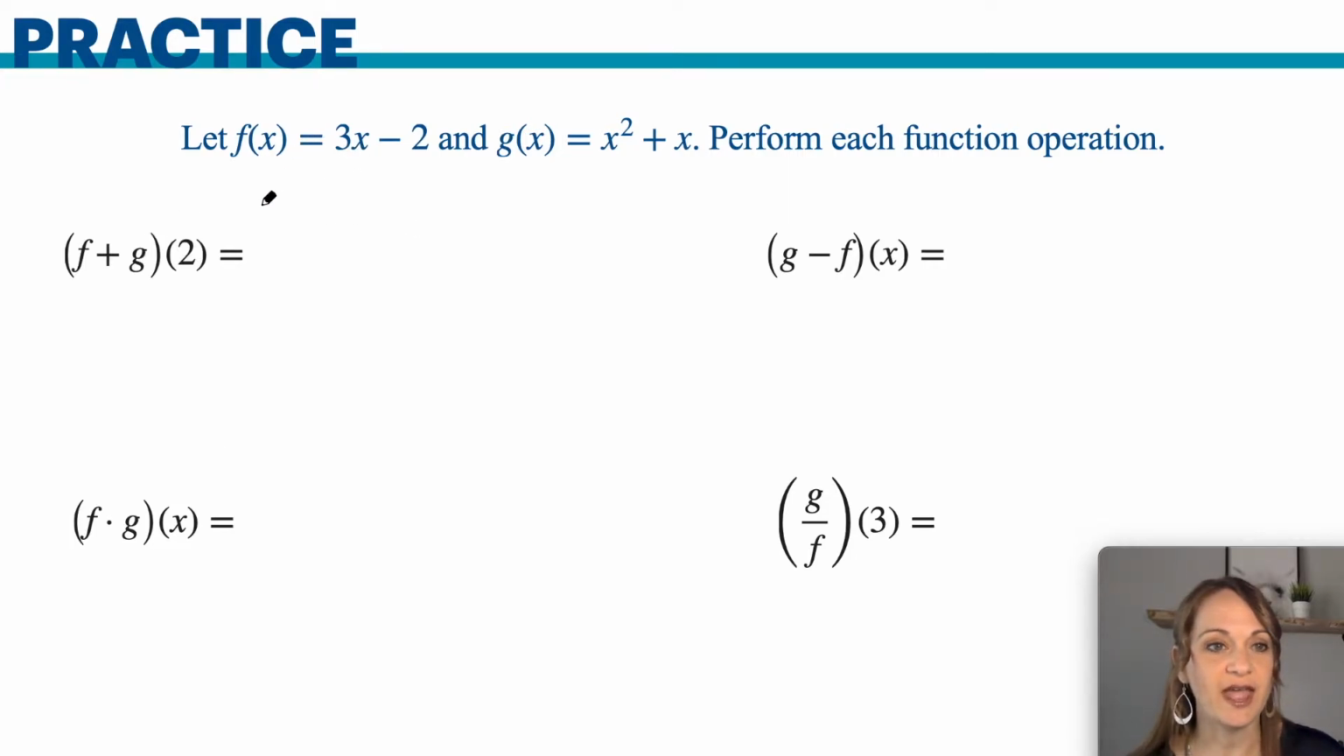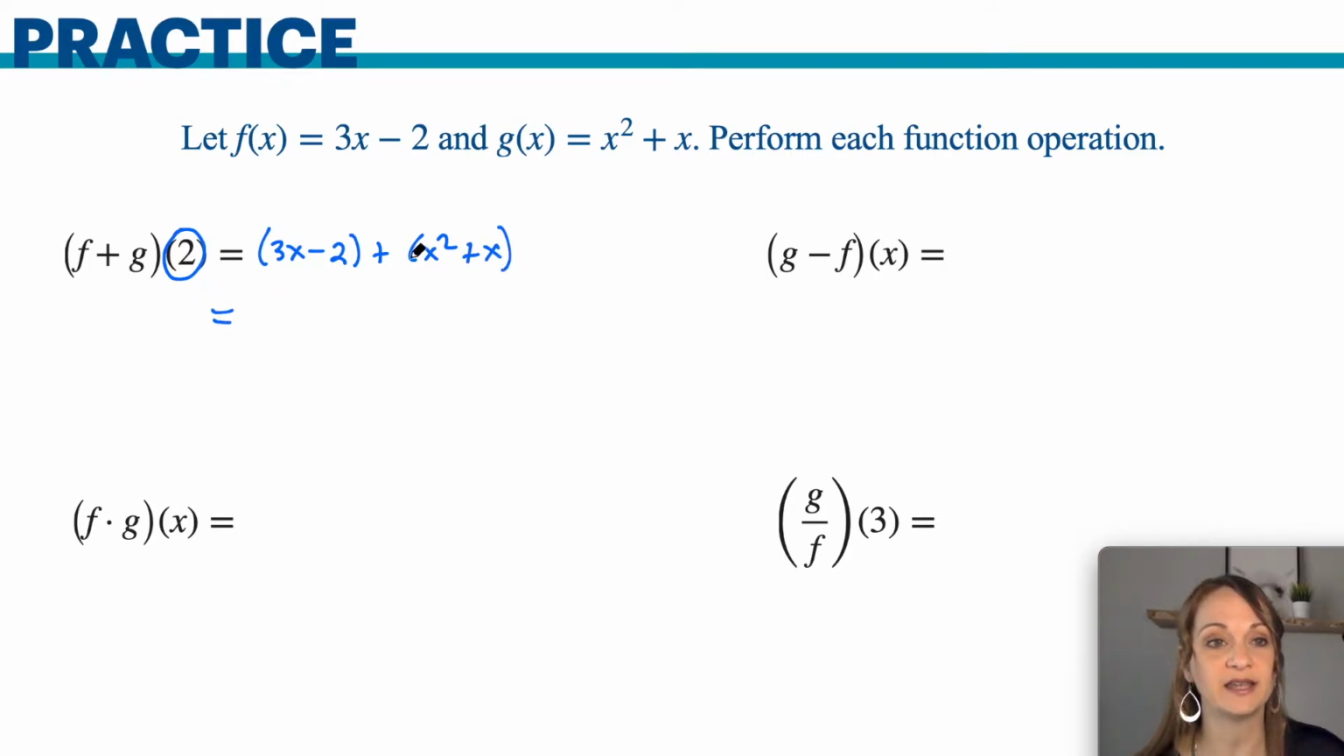For adding and subtracting, in this case, I want to know when x is 2, what will these functions be? There are two ways you can do this. You can either add f and g first and then plug in 2, or you can plug in 2 first and then add f and g. I'm going to do the first one first. I'm going to add these two together: 3x minus 2 along with x squared plus x.